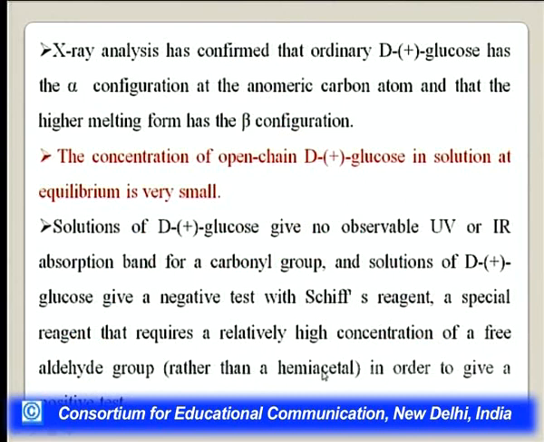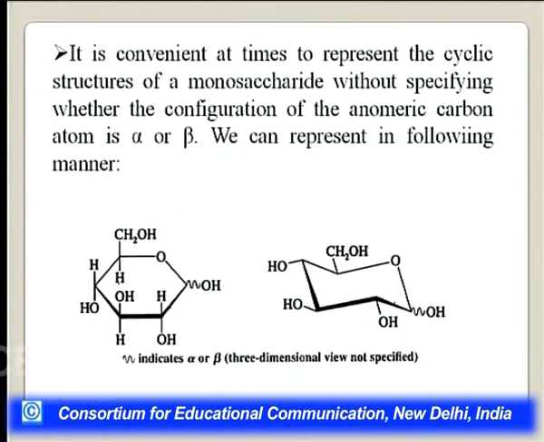We have discussed in detail the hemiacetal structure of glucose in the last lecture. It is convenient at times to represent the cyclic structures of a monosaccharide without specifying whether the configuration of the anomeric carbon atom is alpha or beta. You can represent it like this. This bond is a wavy type bond, and you can see here.